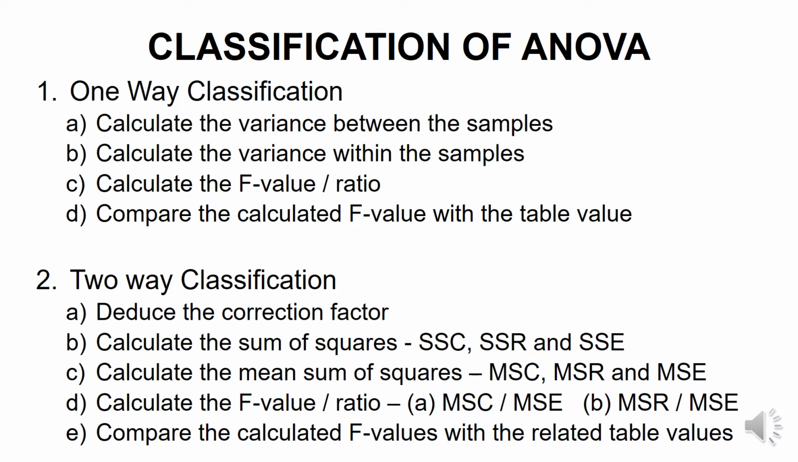Thereon calculate two F values. In the first case, calculate the F value by dividing MSC by MSE, and in the second case, calculate the F value by dividing MSR by MSE. Thereon, compare the calculated F values with the related table values for making meaningful conclusions. Students, this is the general procedure and we'll solve numericals of each kind to gain proficiency. And we'll discuss the numericals in this video only.